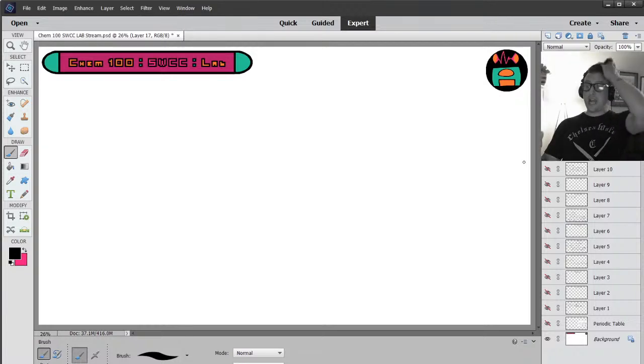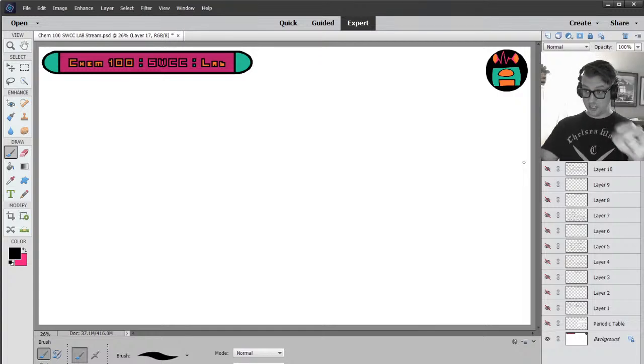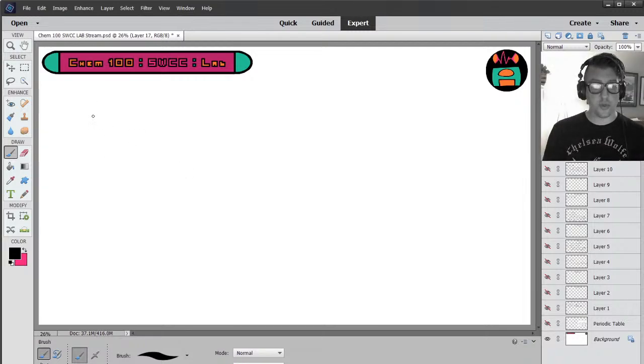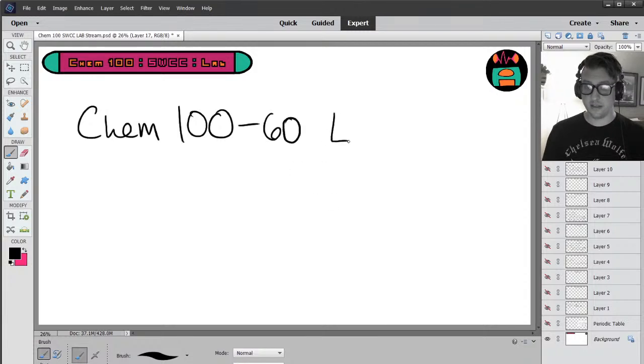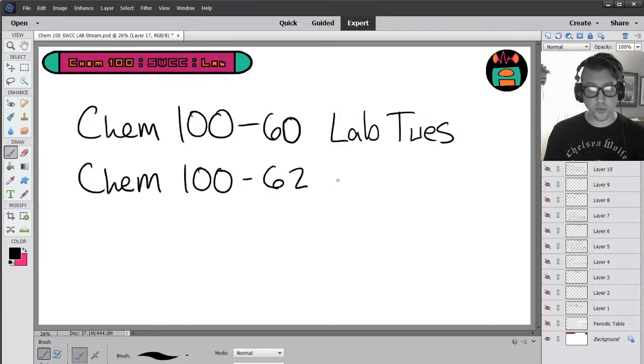So we have one lecture section with two independent lab sections. Chem 100 only has a lab that meets once a week. So what Southwestern College does is it takes two different lab sections, but makes all those students go to the same lecture. So if you are enrolled in Chem 100-60, and the Canvas page will say, lab is Tuesdays. If you are enrolled in Chem 100-62, and again, your Canvas will tell you which one you're in, lab is on Thursdays.